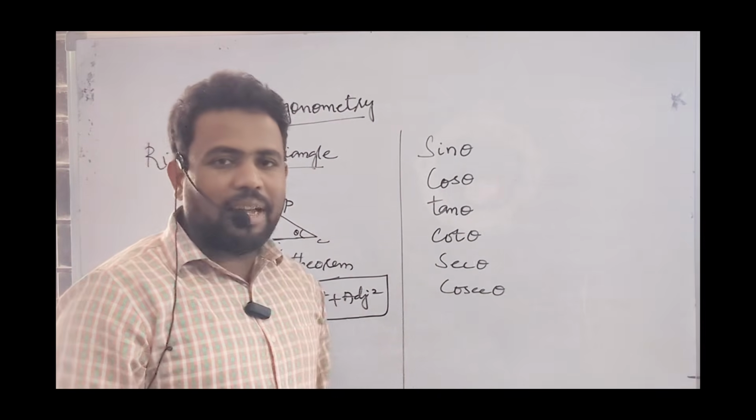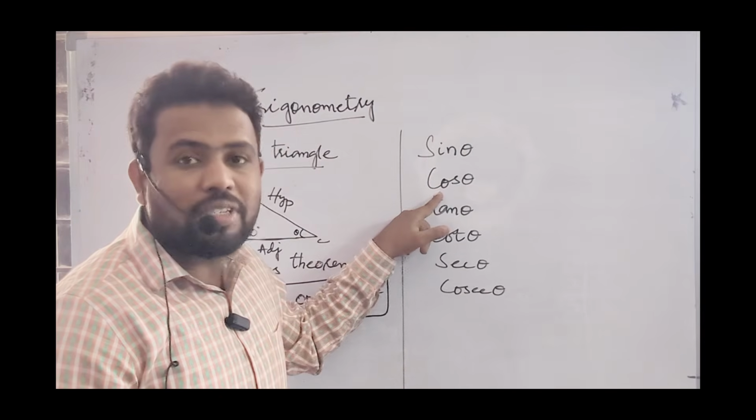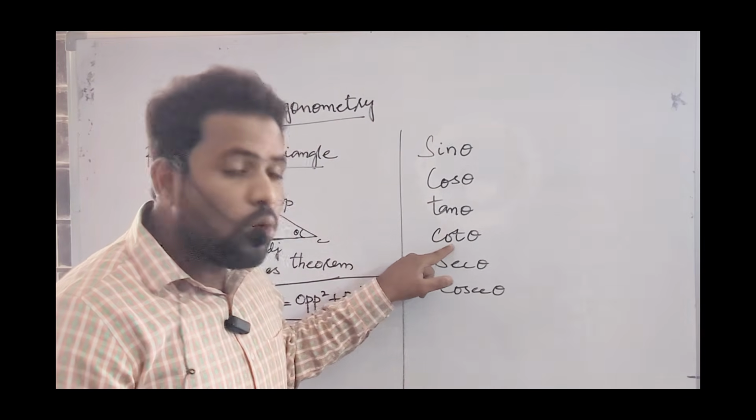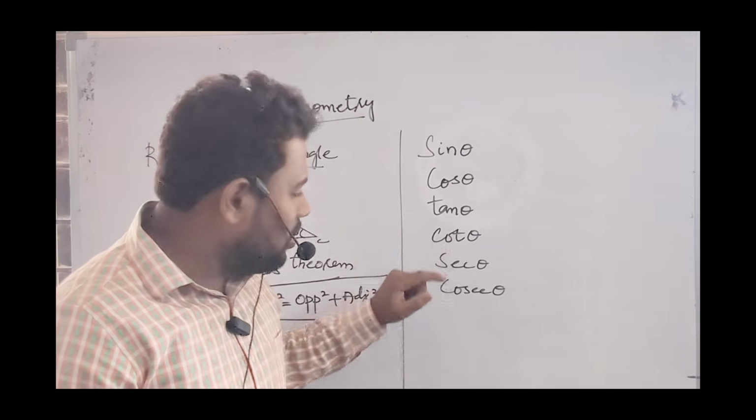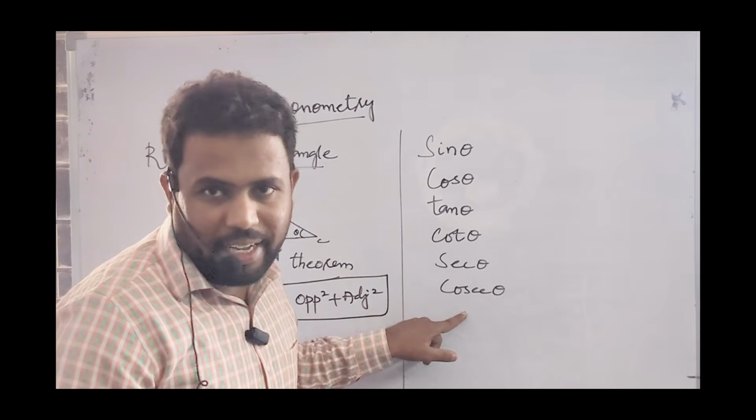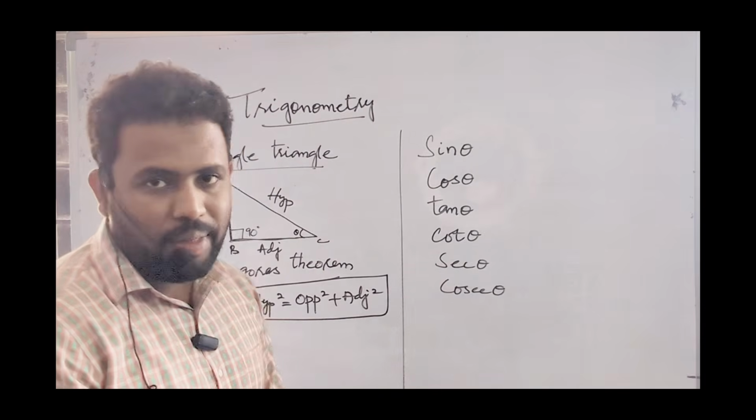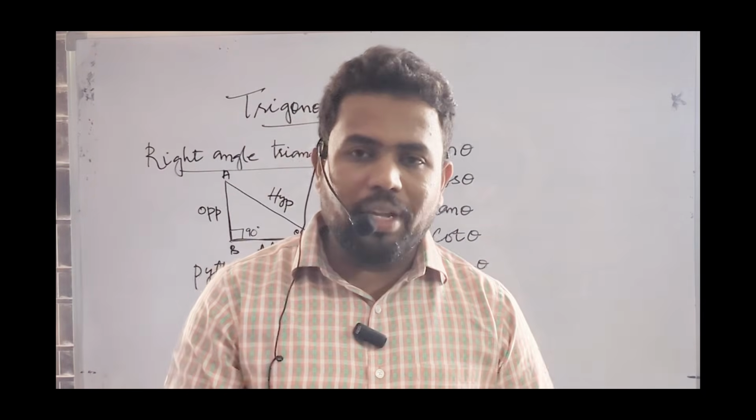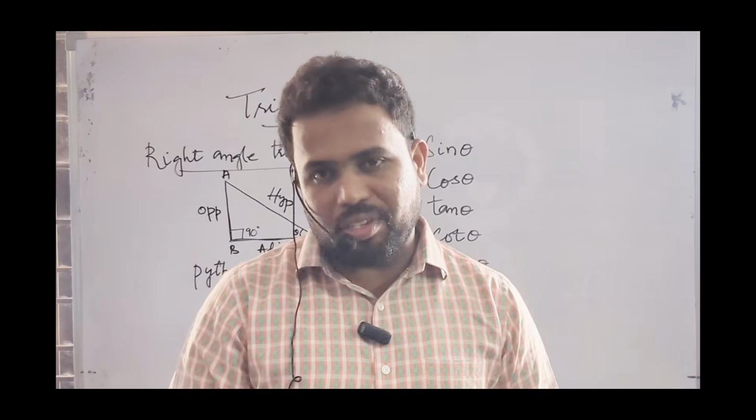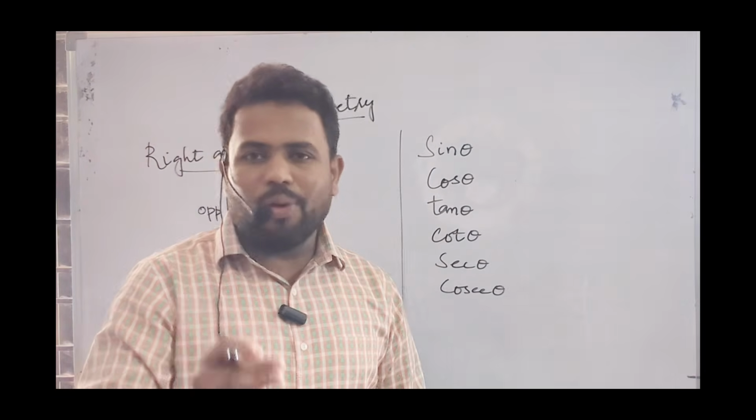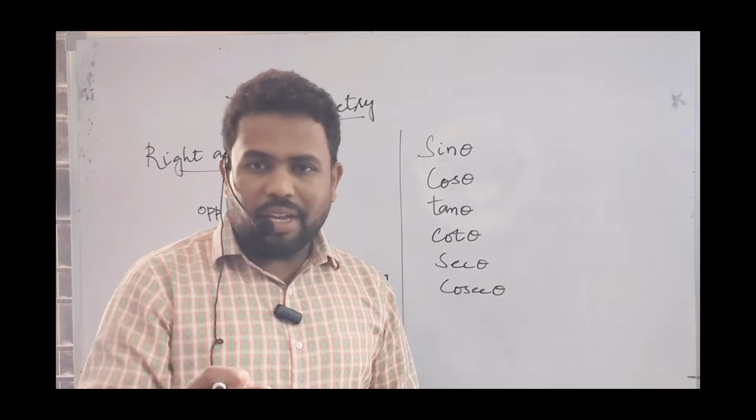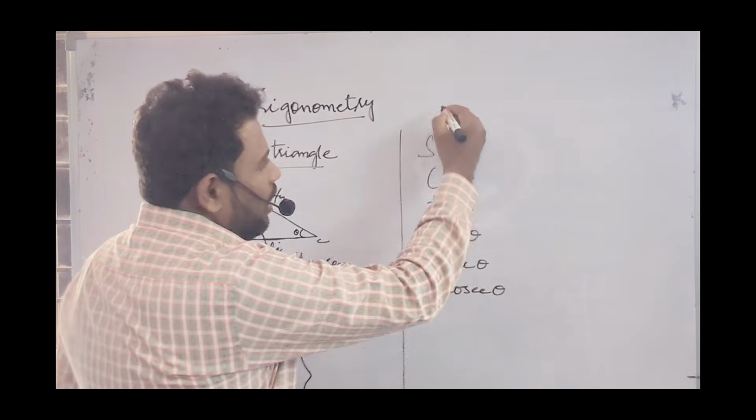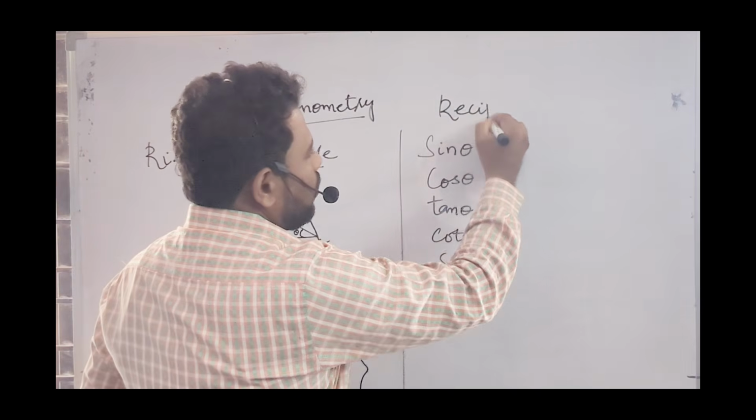Actually, these are named sine theta, cosine theta, tangent, cotangent, secant, and cosecant. All these six trigonometric ratios are reciprocals of each other. If you follow this very easy trick, then lots of work will be easy in trigonometry. The trick is reciprocals.